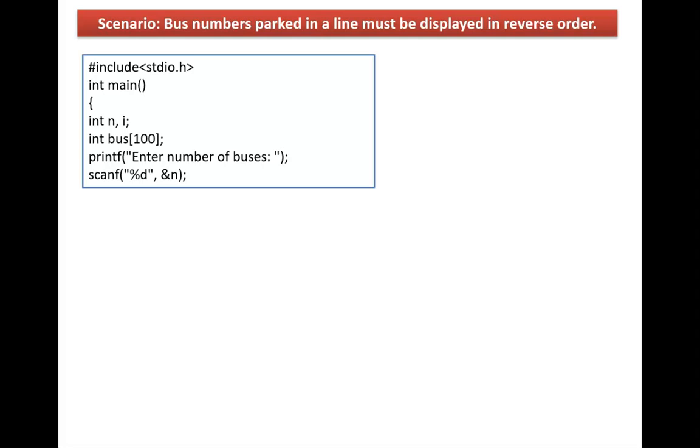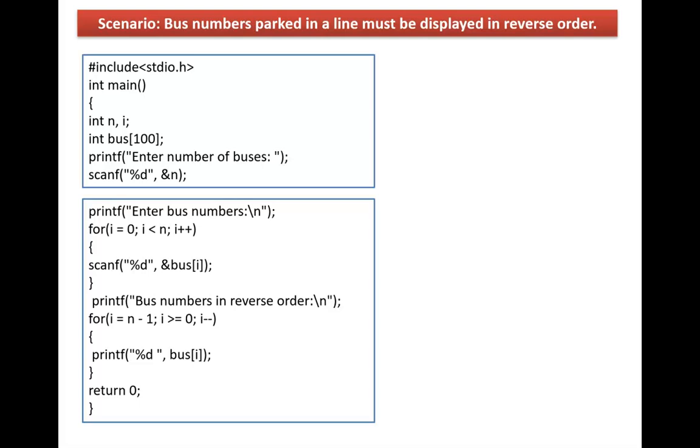This is how. I start with my main and I initialize all my necessary variables. Bus is the array here. I'm asking the user to enter the number of buses. N is my number of buses. Then I ask the user to enter the bus numbers. If n is equal to 4, 4 bus numbers will be entered. How should I get input? Use a for loop, and inside the for loop, using scanf, get the input of the array.